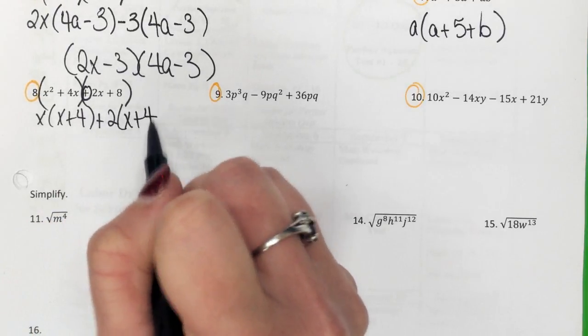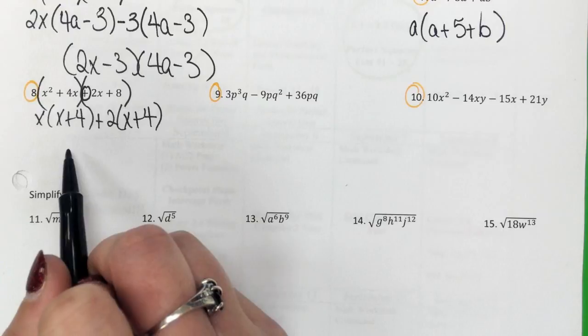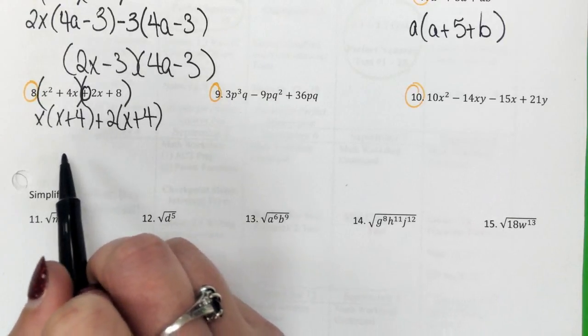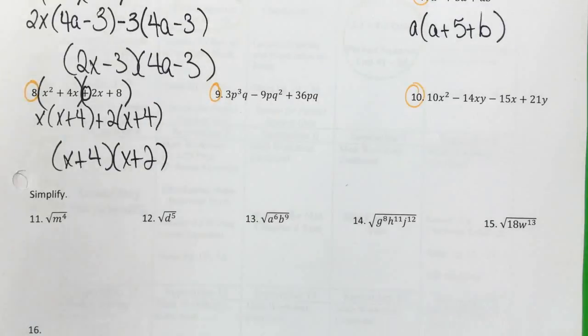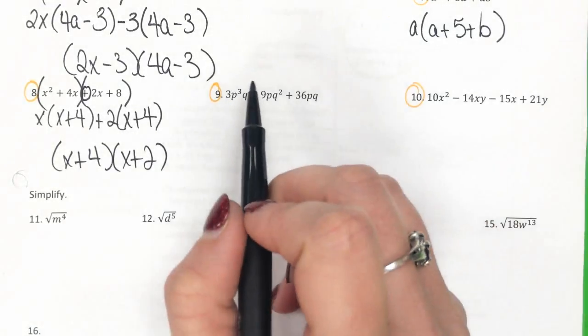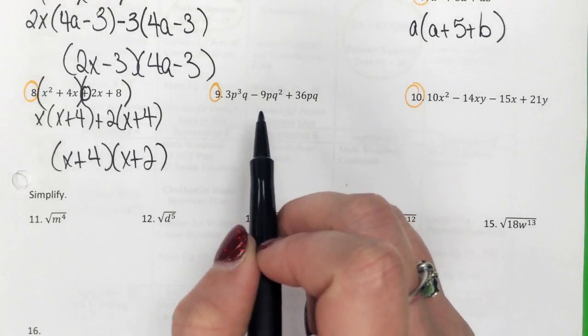Alright, what'd y'all get? Well, they answered 2x or 2 plus x. Uh-huh. Yeah, just write the x first, though. It's not wrong if you write the 2 first, though. It's the same thing. Alright, number 9 has 3 terms.